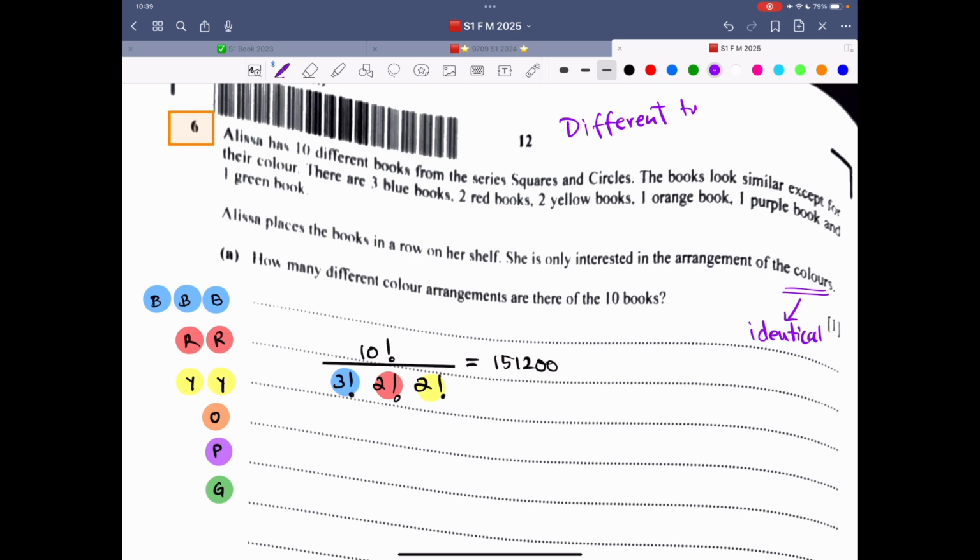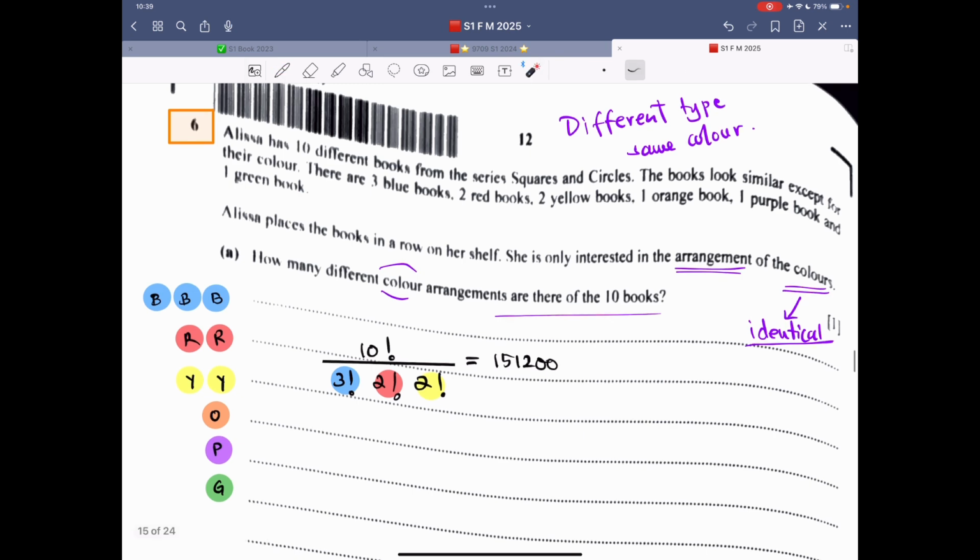Different type, same color. So now over here, since they are interested in the arrangement of colors, the books of the same color are identical, and you have to take care of them. How many different color arrangements? They are asking this deliberately. How many different color arrangements are there of the 10 books?